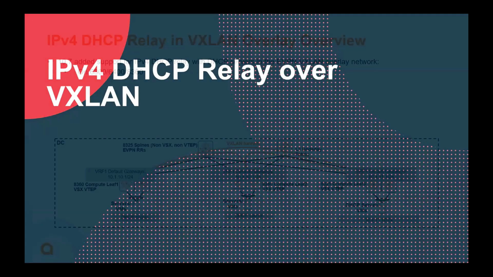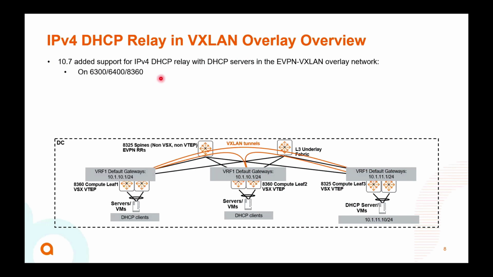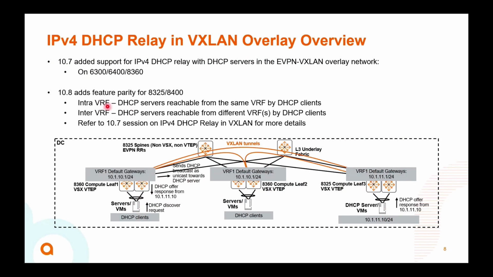DHCP relay over VXLAN. Back in 10.7, we added DHCP relay over VXLAN for these 3 platforms. Just to recap, this is what happens. We have clients, we have servers on the same VRF. Client sends out DHCP requests. The first VTEP that receives it will convert that broadcast to unicast, send it towards the DHCP server in the overlay. DHCP server will get it and send a response back into the overlay, back to this client. So he will send an offer from the server through the overlay. So this is intra VRF, where your servers and clients are on the same VRF.